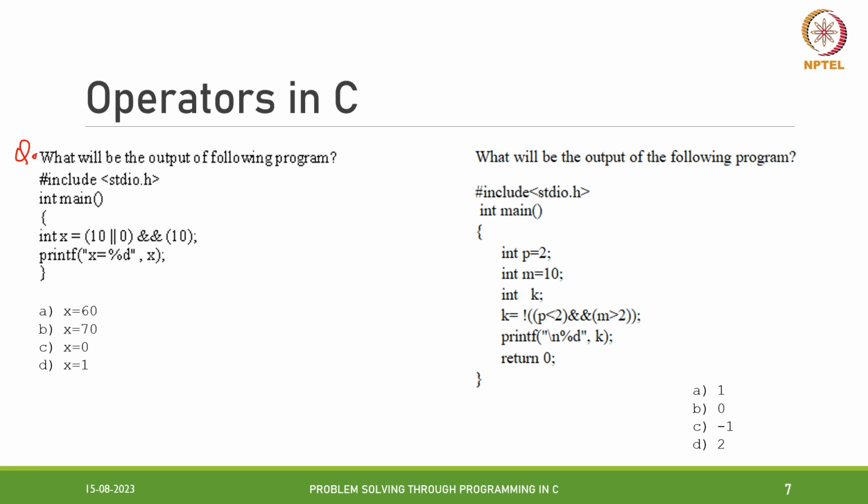Alright, so 10 or 0. So or, if you remember, even if one of the relational statements is true, or gives you a true. So 10 basically means it's true, 0 means it's false, right? So this entire expression will evaluate to a true. And now I'm doing an AND operation with 10, which is again true. So this will be true and true, which will return true. So when you try to print x, for true, the value will be x equals 1.